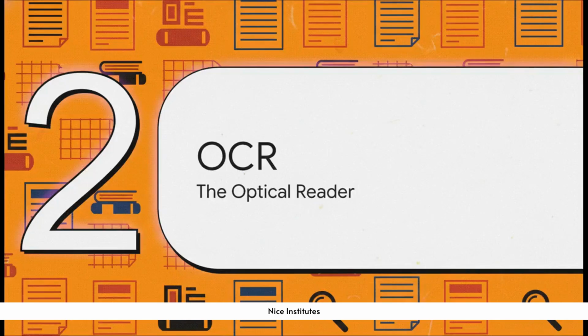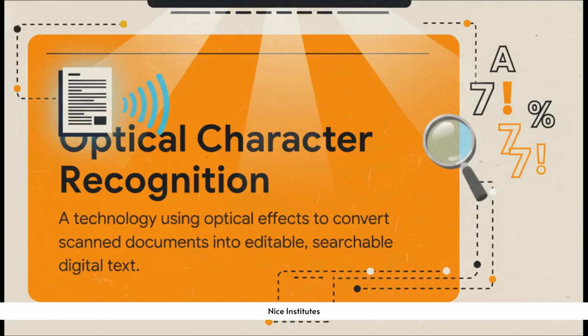So what's the first solution? Well, that brings us to OCR, the optical reader. You can think of this one as the versatile do-it-all generalist of the character reading world. OCR stands for Optical Character Recognition, and it basically does exactly what it says on the tin. It uses light, or optics, to recognize characters. If you've ever used an app on your phone to scan a document and then you could actually copy and paste the text from the picture, yep, you've used OCR. It's the tech that turns a picture of words into actual words your computer can work with.